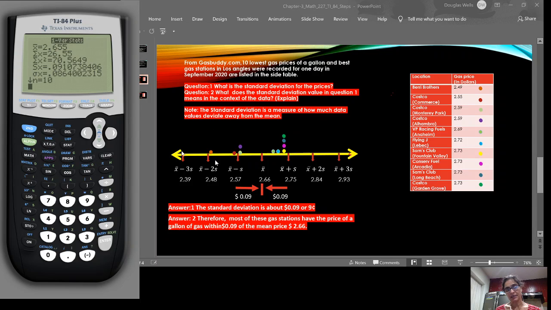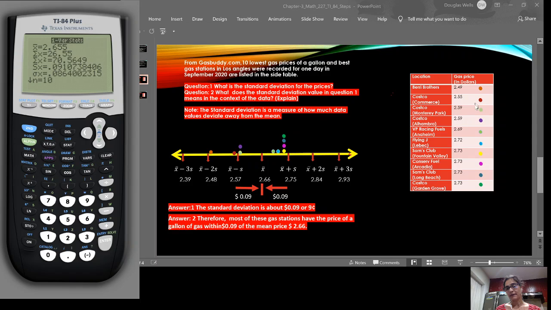So our standard deviation, as you notice, is $0.09 or 9 cents. But now the question is, what does the standard deviation value in question 1 mean in the context of the data? Explain. Let's refresh the memory for standard deviation, what we said in the class. The standard deviation is a measure of how much data values deviate away from the mean.